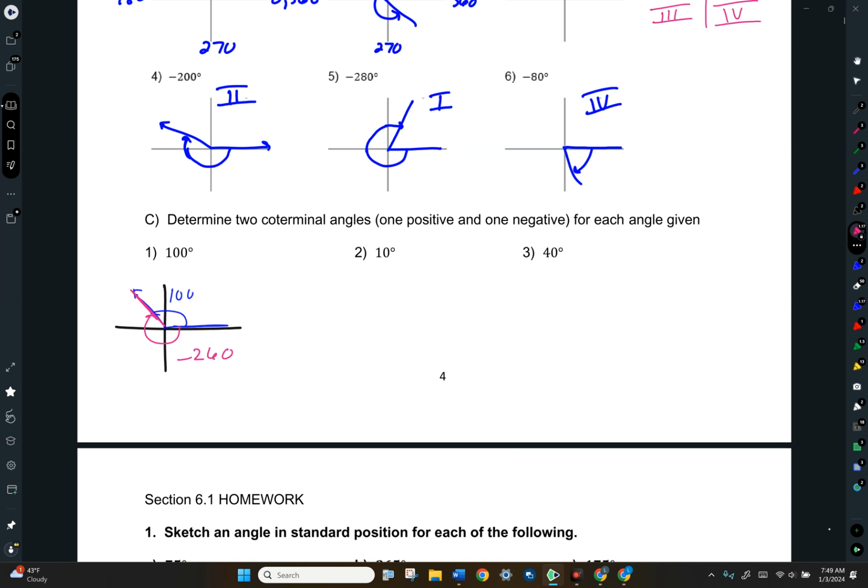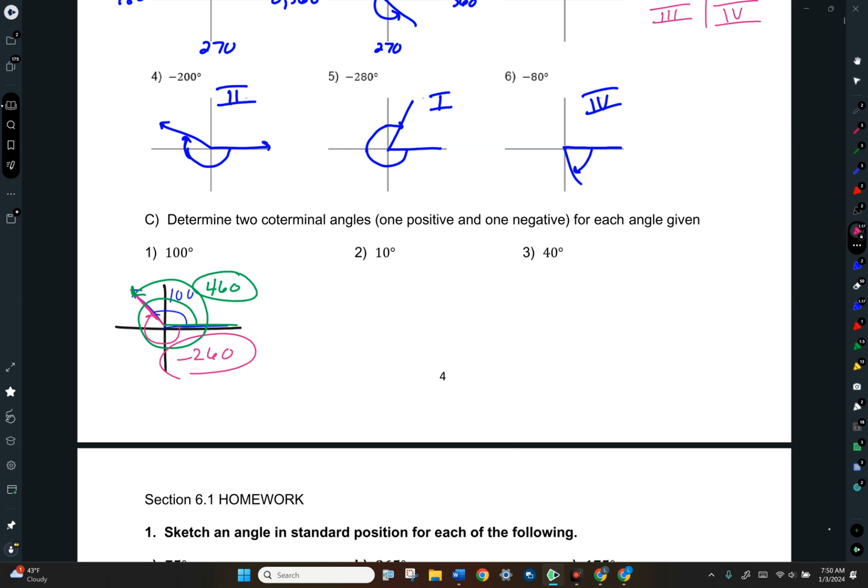But the directions say give one positive and one negative. Okay, so negative 260 would be coterminal with 100. But what would be another positive angle that would land over there at the 100 mark? So in other words, if I started here, I went around one full time, that's 360, and then an additional 100, wouldn't that be a 460? So you can picture what's going on. So one possible coterminal is 460, one possible coterminal to the 100 is negative 260.